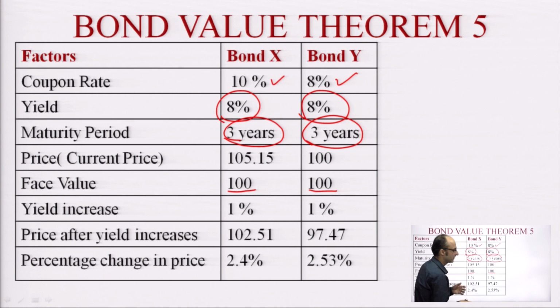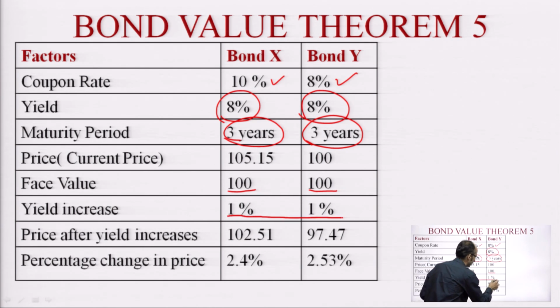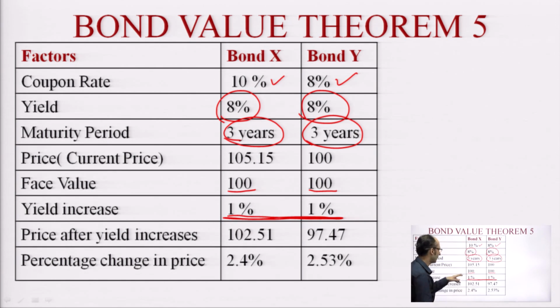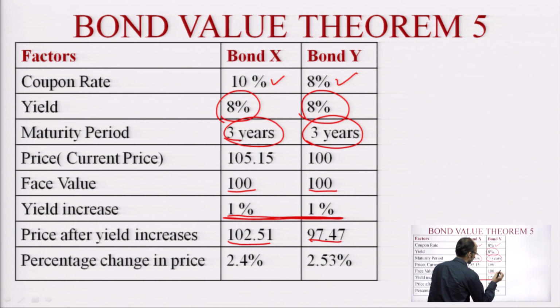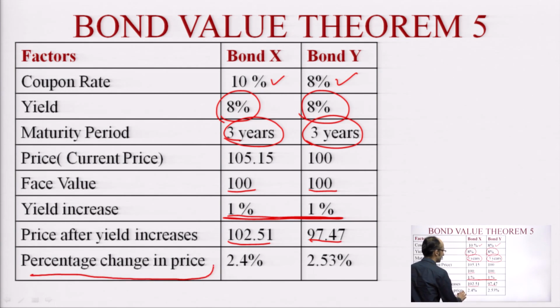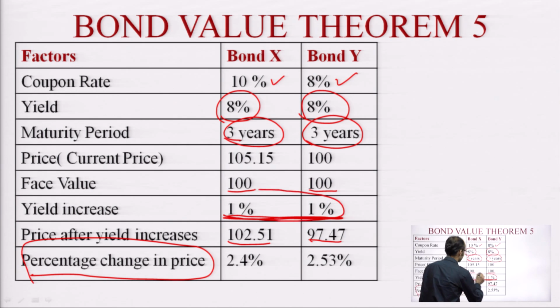Now see what will be the impact of an increase or decrease in the yield. Say we increase the yield of both bonds by the same percentage, 1% in both cases. But what impact will it have on the bond prices? Now we will see the bond prices. In this case bond X's price comes out to 102.51, but in this case it has come out to 97.47. Now you can clearly see that the percentage change in the bond price is 2.4% in the case of X as against 2.53% in the case of Y.